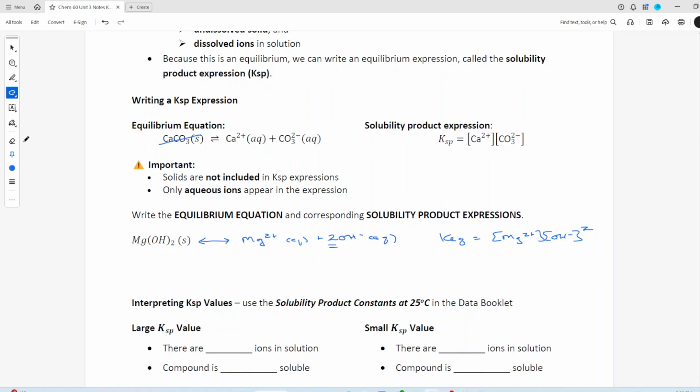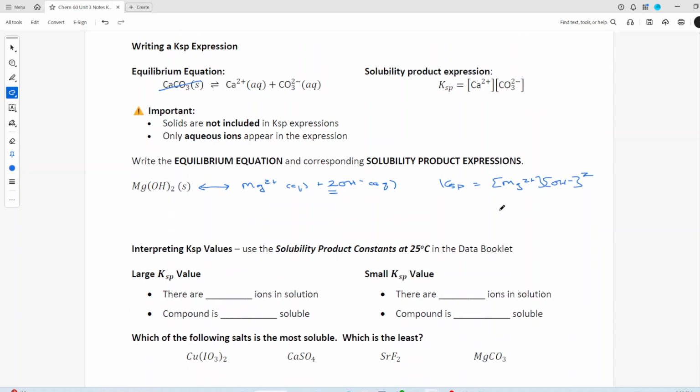Oh, I wrote KEQ. That was habit. The KSP. Are they the same? Are they different? It doesn't really matter, but let's make sure that we're grounded in Unit 3. So the solubility product expression for the dissociation of magnesium hydroxide in water would be magnesium times hydroxide squared.